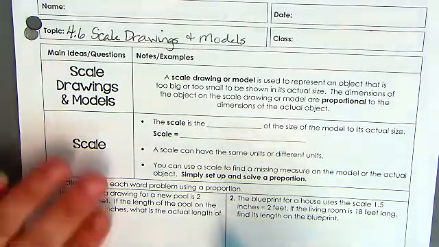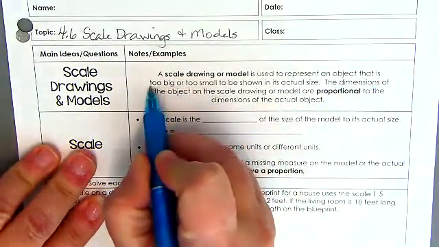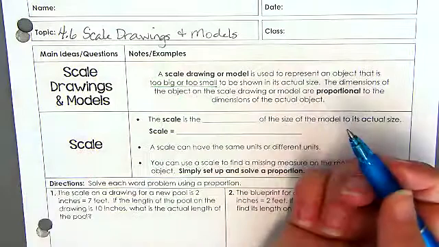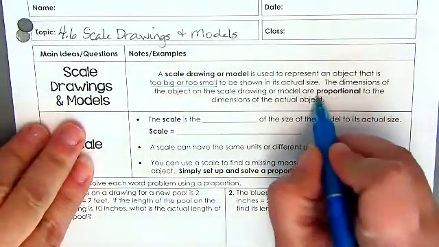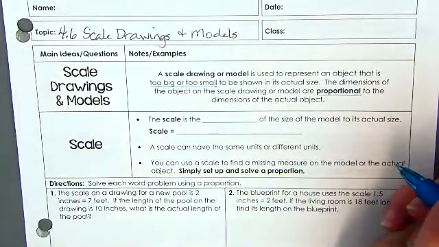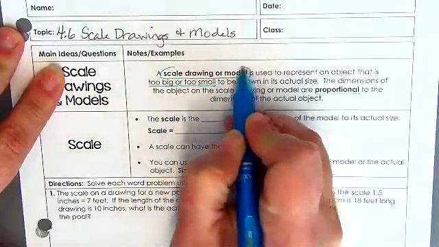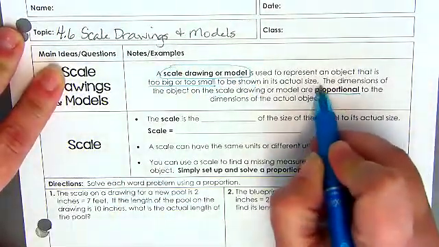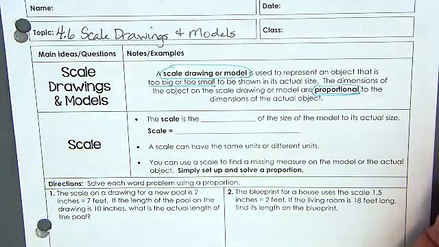So a scale drawing or a model is used to represent an object that is too big or too small to be shown in its actual size. The dimensions of the object on the scale drawing or model are proportional to the dimensions of the actual object. So anytime that you see talking about a scale drawing or model, your brain should automatically think proportional. I can set up a proportion to possibly work this problem.